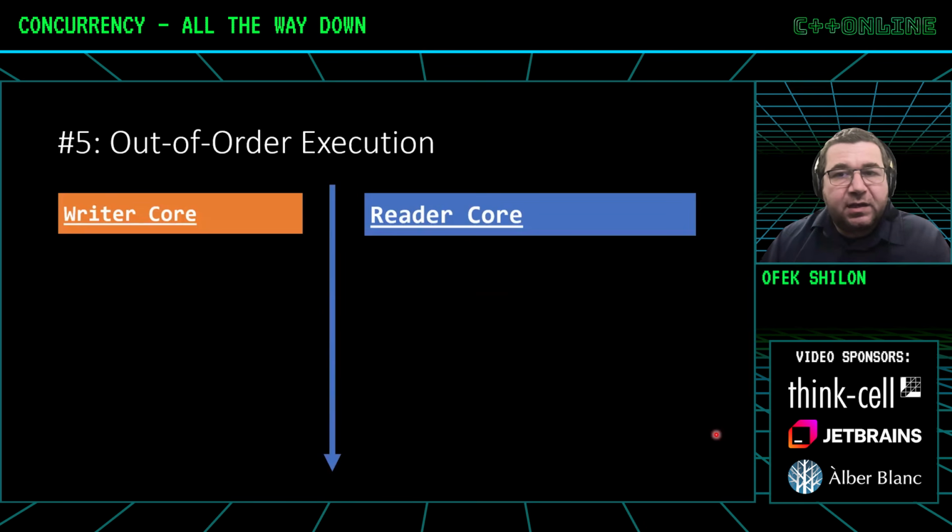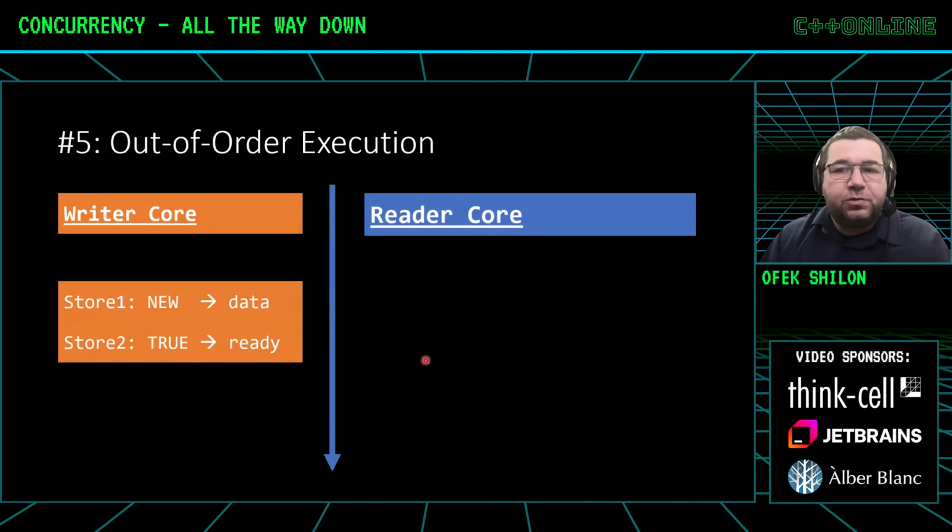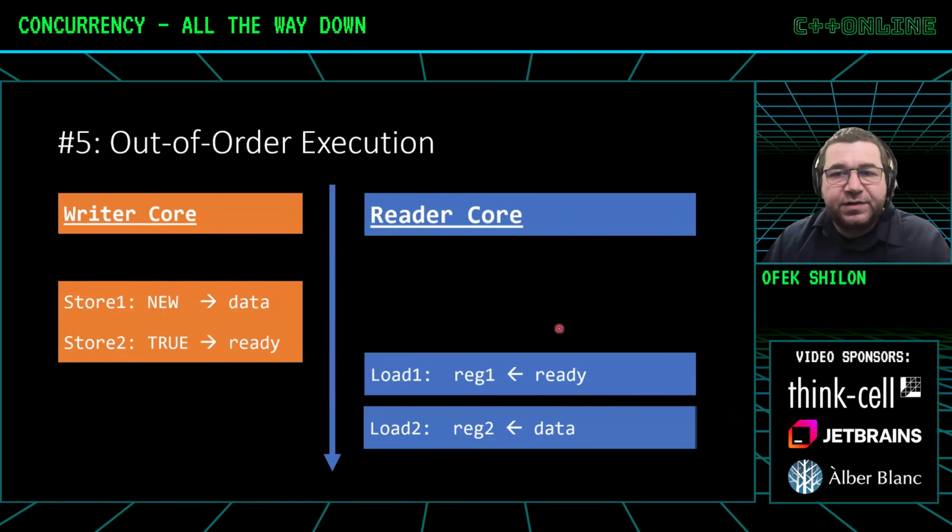Let's discuss out-of-order execution. Ignore all previous talks of buffers and optimization. Assume there's a single memory timeline and a writer core that writes new to data and later true to ready. Now look at the reader core. Program order is first read ready to reg 1, then read data to reg 2.